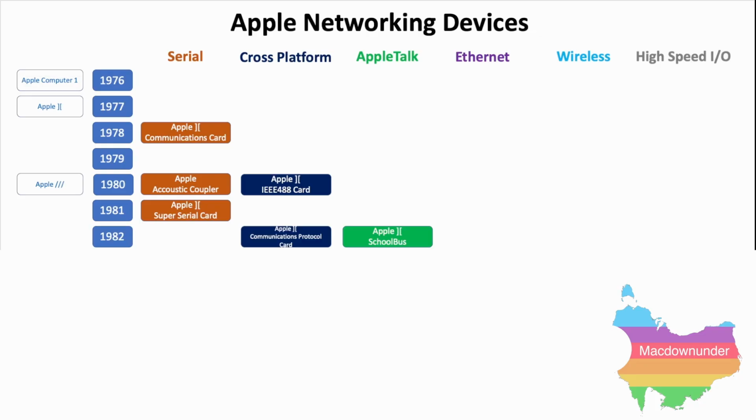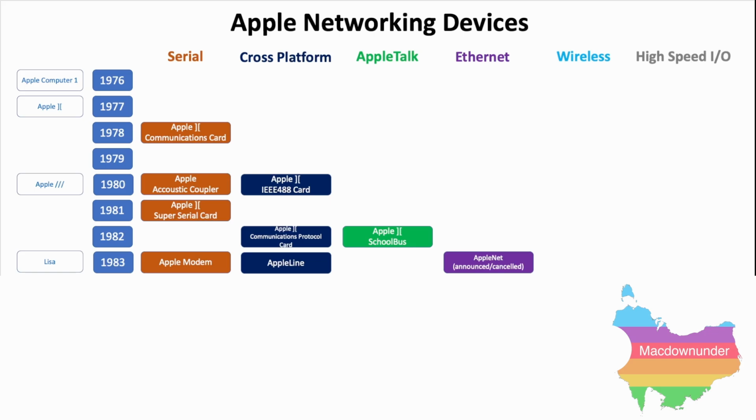The following year, in 1982, again, Apple delved into external cross-platform with the Apple II Communications Protocol card that spoke to IBM mainframe systems. And that same year, the Apple II school bus was also launched, I think only in America, because I've never seen examples of it here in Australia. But as we know, it used the same technology that was ultimately used in AppleTalk. So that's why I've put it under the AppleTalk heading.